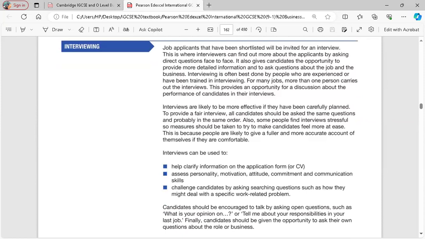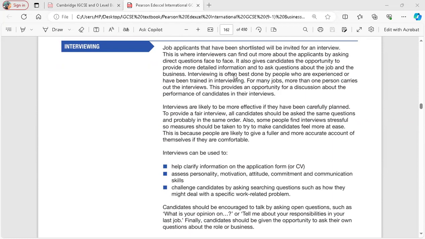During the interview, those individuals that are coming for the interview, we call them interviewees. And the staff or the workers in the human resources department that are going to interview them are the interviewers.